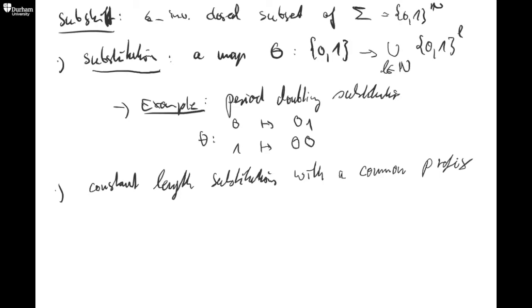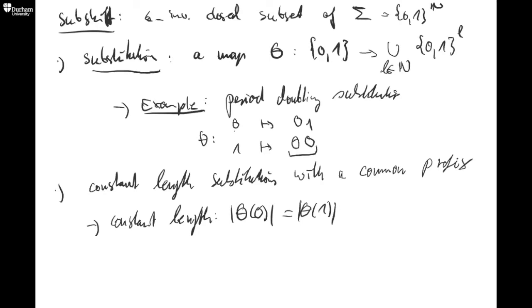So first of all, what is constant length? Constant length just means that the word that I obtain if I apply my substitution to the letter 0 has as many letters as the word that I obtain if I apply the substitution to the letter 1. This is the case, for example, in our example, because both letters, 0 and 1, get mapped to words of length 2. So this is a constant length substitution, the period doubling substitution.